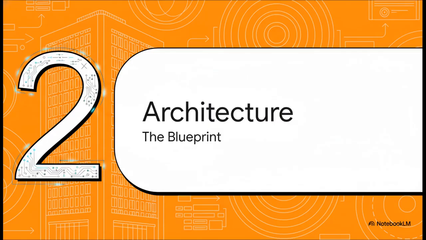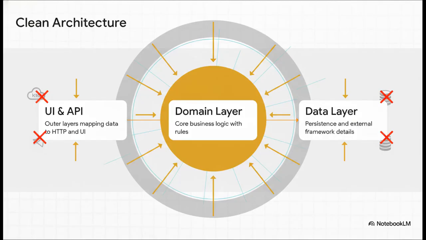Moving right along to Section 2, architecture and patterns, the blueprint. The absolute golden rule of clean architecture is surprisingly simple. Dependencies must point inward. Think of the app like a fortress. The inner keep is our domain layer. It holds the pure business logic, and it is completely sacred. It imports zero framework details. No web servers, no database libraries, nothing.